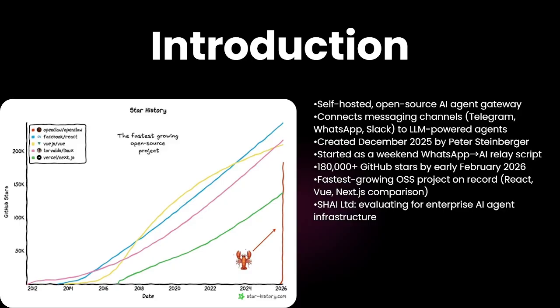The platform was created in December 2025 by Peter Steinberger. As the weekend script, you can see the star history chart on the left. By early February 2026, it surpassed 180,000 GitHub stars, the fastest growing open source project on record, faster than React, Next.js, or Vue. That growth made OpenClaw strategically relevant to Shai Ltd, and my assignment was to research it and the level of its internal architecture and source code.